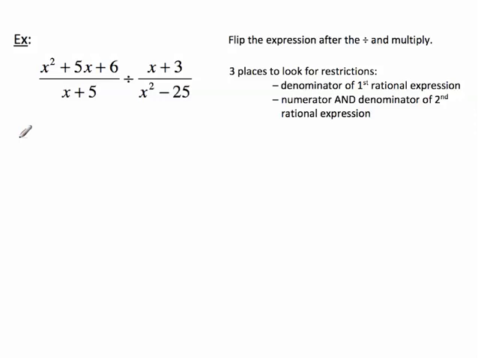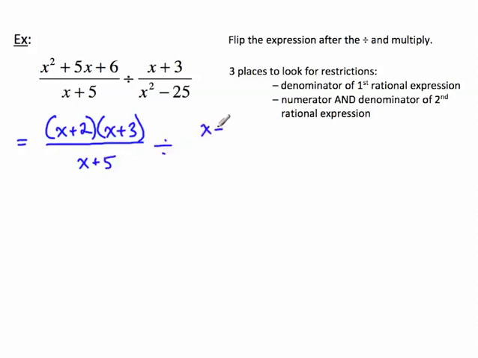Here's that same example again. First thing we're going to do is we're going to factor. The numerator of the first rational expression is going to factor to x plus 2 times x plus 3, and we can't factor the denominator anymore. The numerator of the second also we can't factor, but the denominator can be factored to x plus 5, x minus 5, because it was a difference of squares.